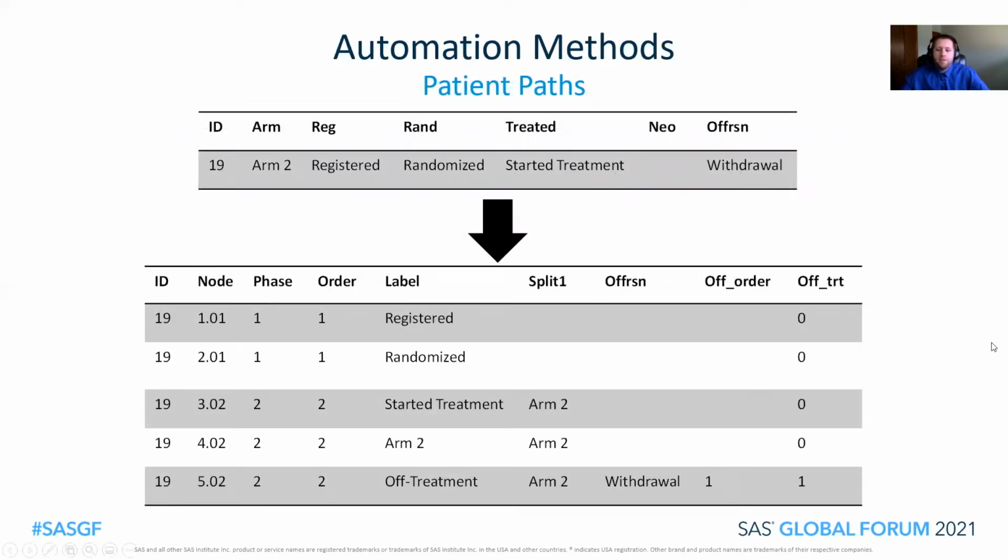To get the patient paths, I take what I start with in the input data set. In this example, just looking at patient 19, they go through registration, randomization, starting treatment, but then they go off before neoadjuvant. And I kind of transpose that so that each one of those values gets turned into this label column.